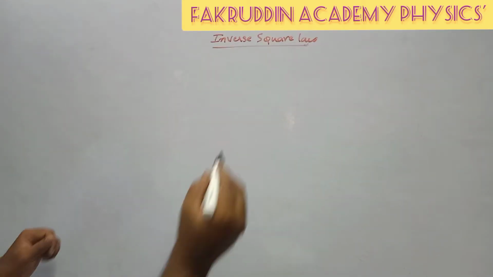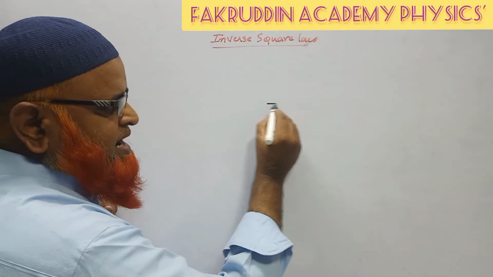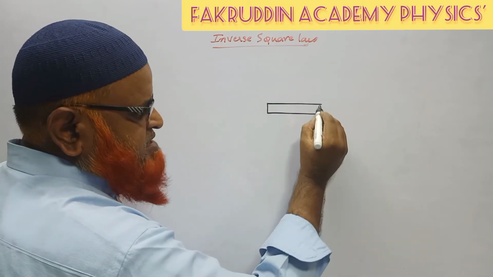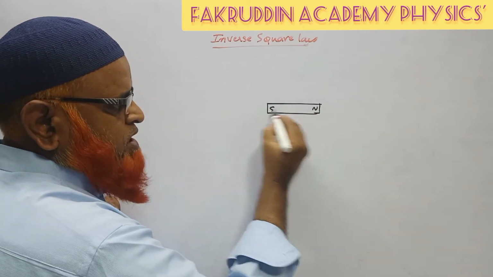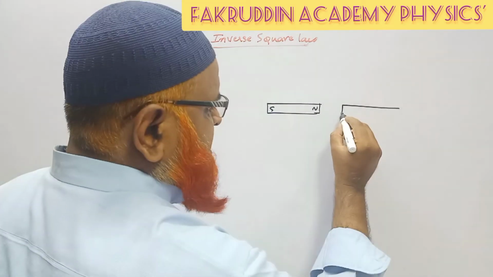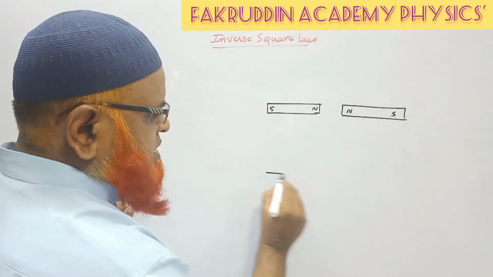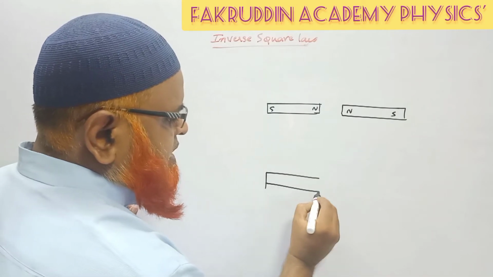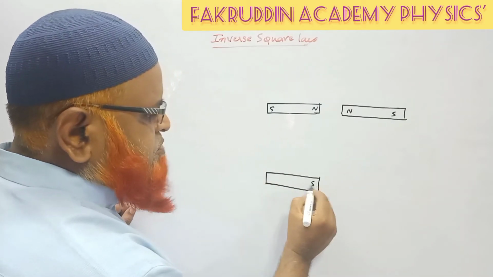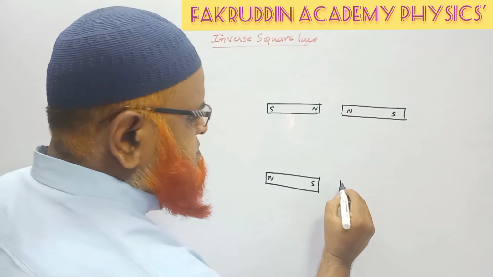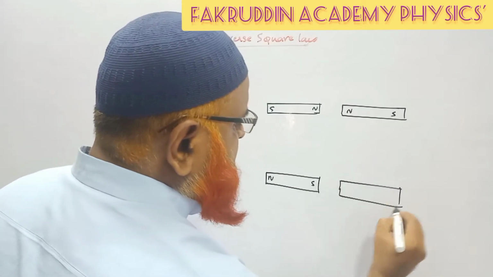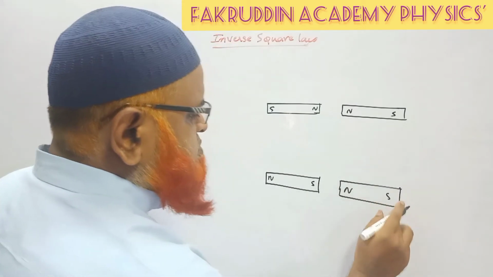See here, what do you mean by inverse square law? I am taking one magnet having north pole and south pole, and the other magnet having north pole and south pole. Like that, I am taking one more example. Here I am taking a south pole and north pole. I am taking here north pole and south pole.